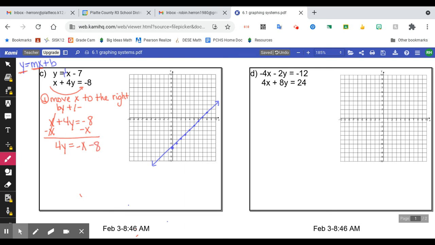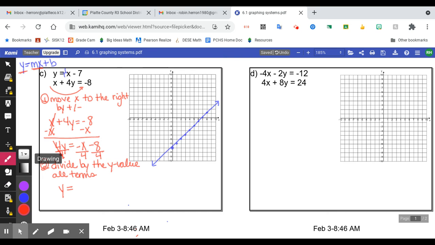Now, the second thing we have to get rid of is this 4 right here. And because it's being multiplied, our step is to divide by the y value. And the thing is, you have to divide all terms. So if I divide by 4 here, I have to divide by 4 here and 4 here. Those are gone. I'm left with y equals. This little part is now 1. So negative 1/4 x. And then negative 8 over 4 is negative 2.